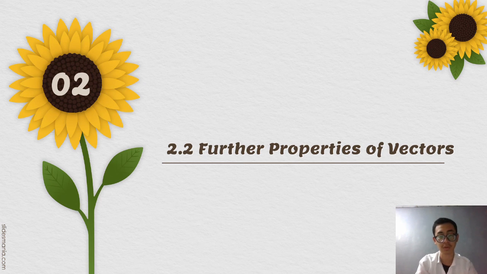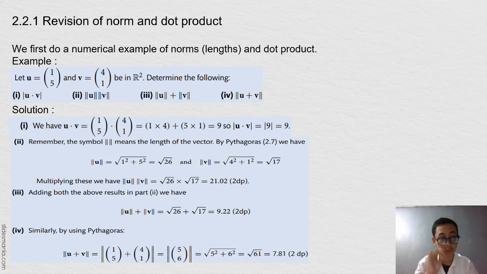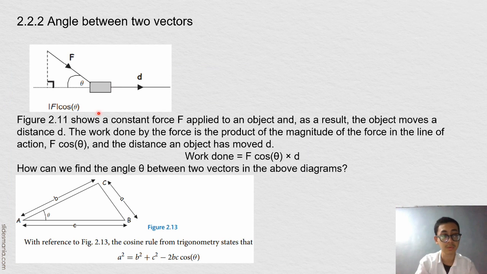2.2 Further properties of vectors. Revision of norm and dot product. We first do a numerical example of norms, length, and dot product, like this. This is the example. Angle between two vectors.